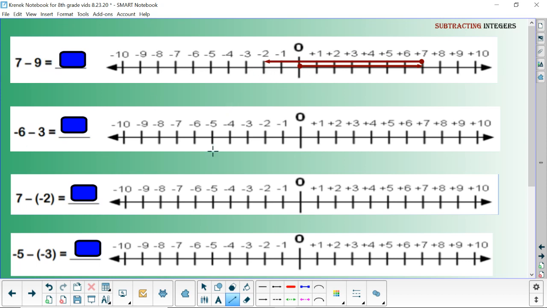So let's try this next one. So I'm going to start at 0. I'm going to go to negative 6. And I'm going to go down. I'm going to subtract 3 more positives. I'm left at negative 9.